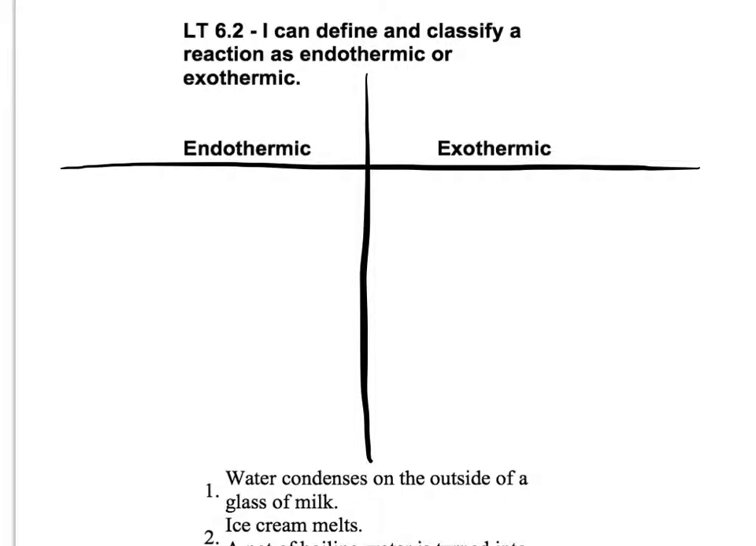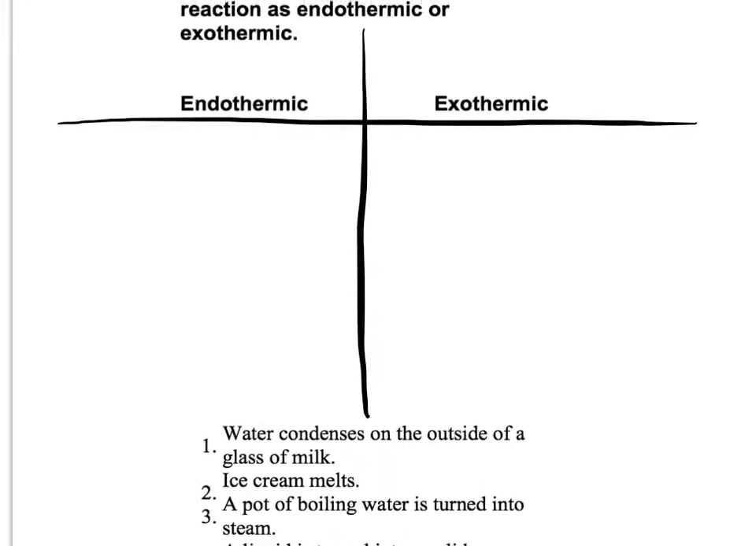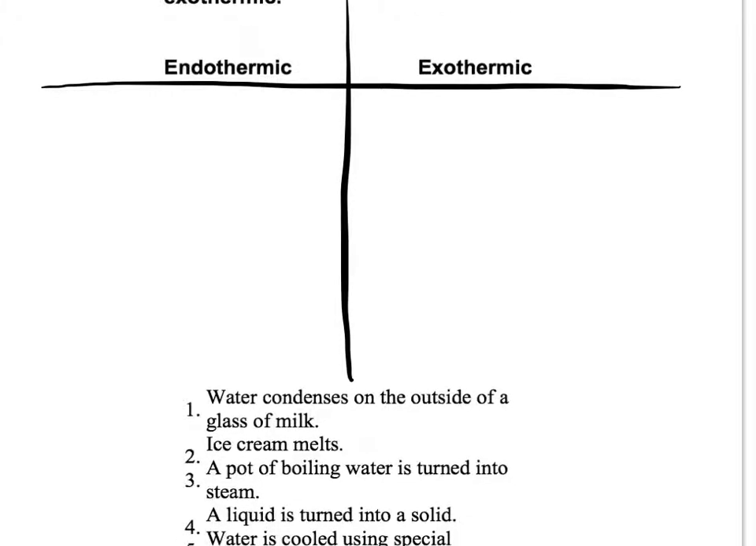So let's look at the first one. Water condenses on the outside of a glass of milk. So on a hot summer day, you reach for a cup of milk, and all of a sudden the outside of the glass is all wet. How does that happen? Well, water vapor or gas cools down rapidly on the outside of your glass, and it condenses into liquid and forms on the outside of your glass. In order for that to happen, a gas has to turn into a liquid, which means heat has to be removed from the system, which means it's exothermic.